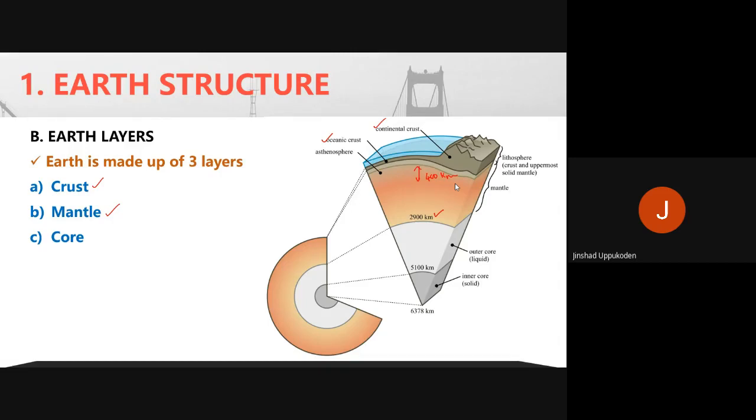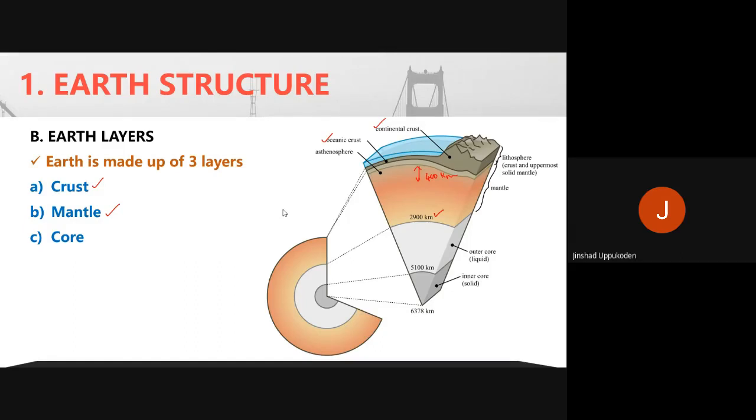Earthquakes can happen in the crust as well as the upper mantle. The specific gravity may be approximately 5, and the temperature will be around 2000 degrees Celsius. Due to that high temperature, especially the lower part of the mantle is almost fluid type.